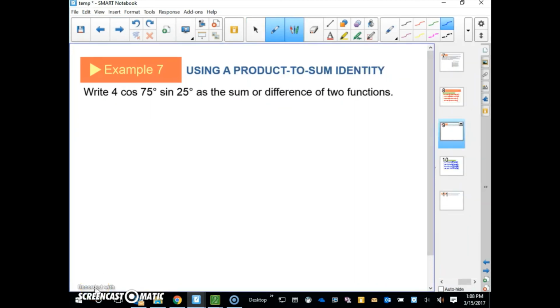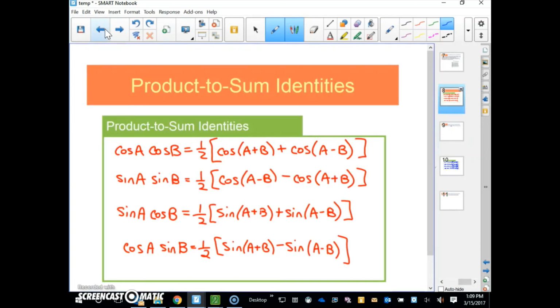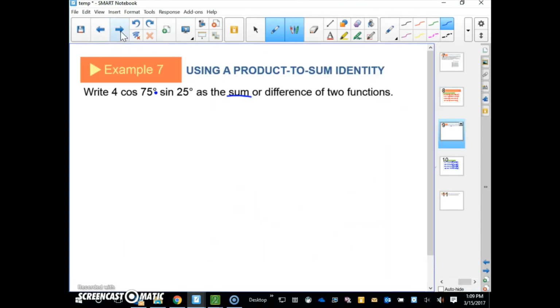Example 7, we're trying to write this expression as the sum or difference of two functions. And so what you should notice is that it's going from a product to a sum. And so we're going to do some of the product-to-sum identities. You look at your product-to-sum identities and try to find the one that looks like this. I realize none of them have that 4 on the front, so that 4 is just going to hang out in front of your expression there. Cosine 75 times sine 75. So you've got cosine times sine.